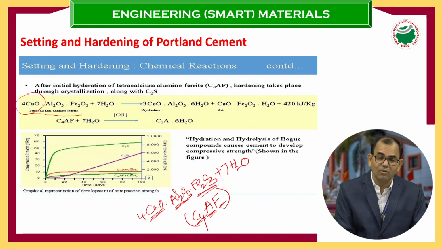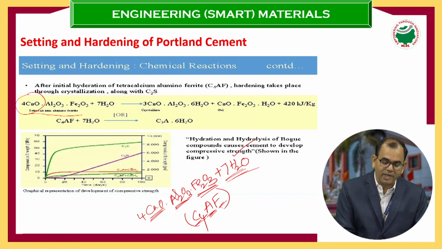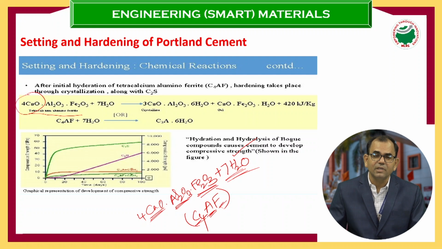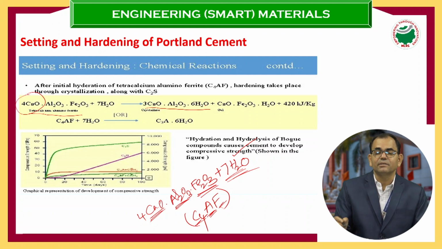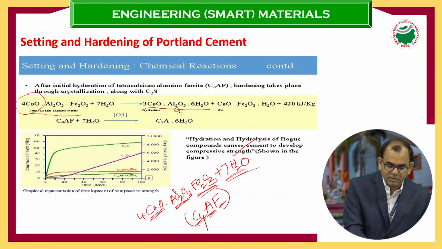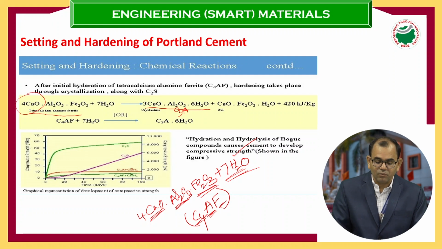And in the first reaction, how many aqua molecules were there? 6 aqua molecules, 6 water molecules. Here instead of 6, how many water molecules? 7 water molecules. Okay. So tetracalcium aluminoferrite with the combination of 7 molecules of water gives rise to tricalcium aluminate, C3A. That is nothing but hydrated tricalcium crystalline material. And what are the byproducts in this? Calcium oxide with iron oxide and water.